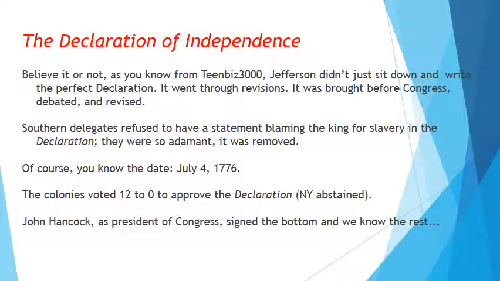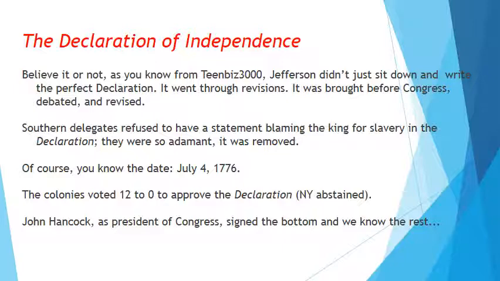Now, the Declaration of Independence itself, believe it or not, as you know from that Teen Biz article I had you read called Words Matter, Jefferson didn't just sit down and write the perfect declaration. Hardly anybody sits down and writes something like that. Nobody does in one writing. It went through revisions, which is why I make you do revisions, people.